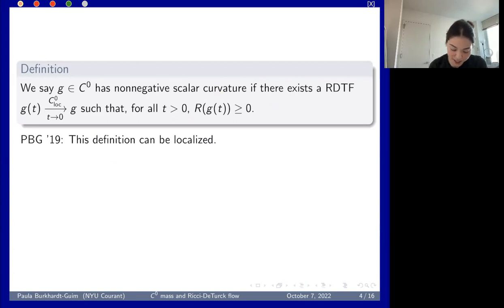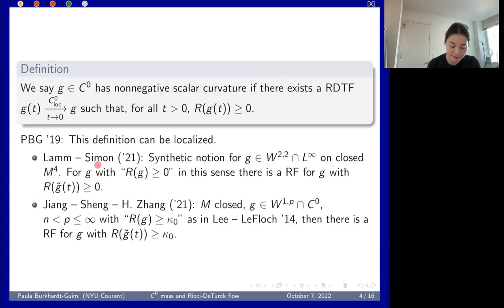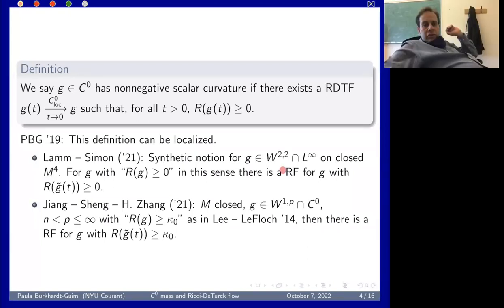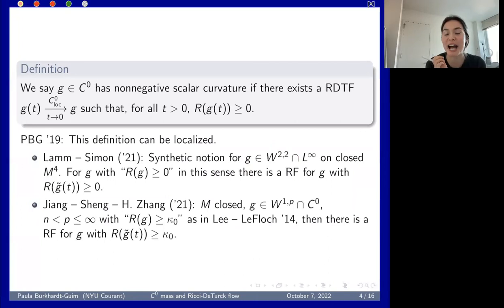Before I continue, I just wanted to mention a couple of names of people who are doing related things. So there are some very compelling distributional notions of non-negative scalar curvature for metrics that live in some Sobolev spaces. Yes? So in the previous theorem, you had an arbitrary constant lower bound. Now you passed to a zero local bound. Is that because the other constants don't localize? No, they both do. I just, I don't know. Yeah, I could also have a constant here.